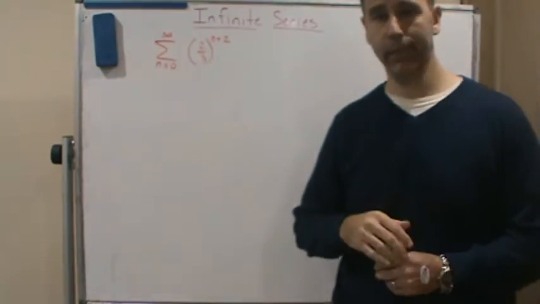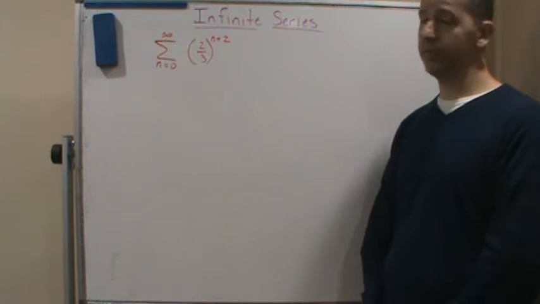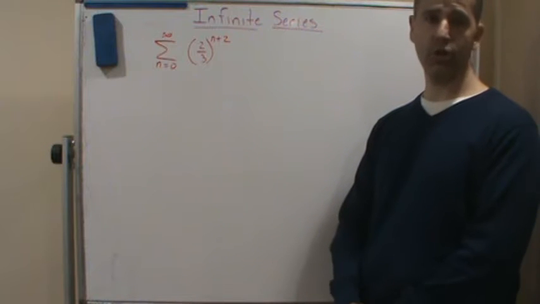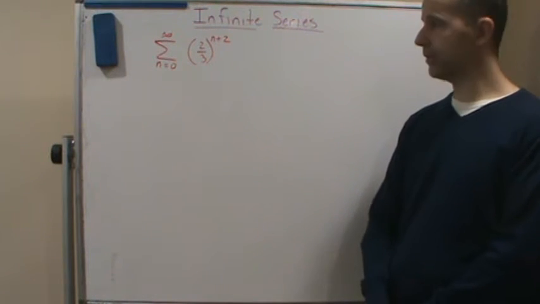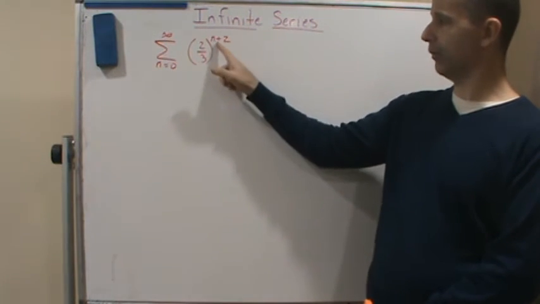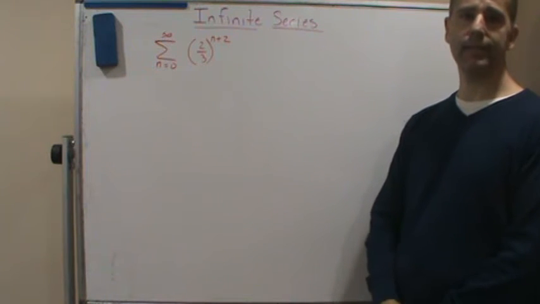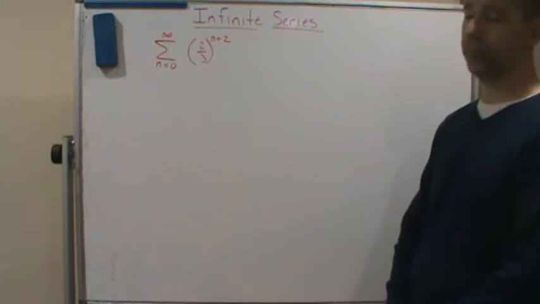Okay, so welcome back. In this video, we're going to talk about this one, and we want to show that this is indeed a geometric series, even though the index doesn't start at 1, and we've got something different here than n minus 1. Let's show that this is a geometric series by first writing out several terms.